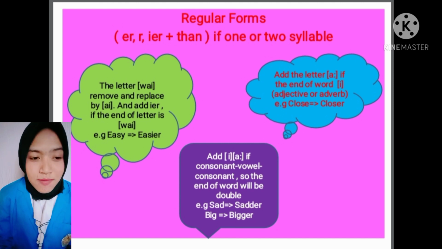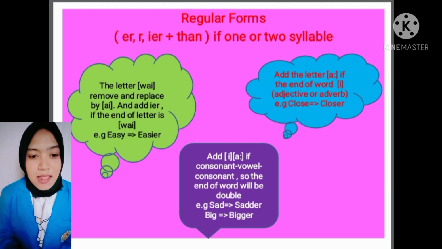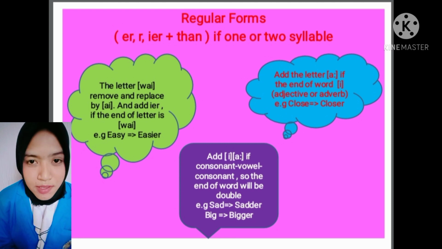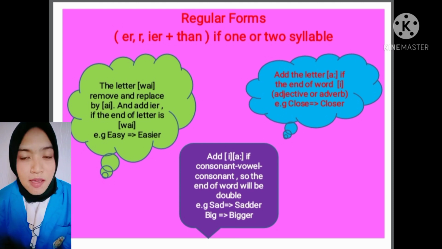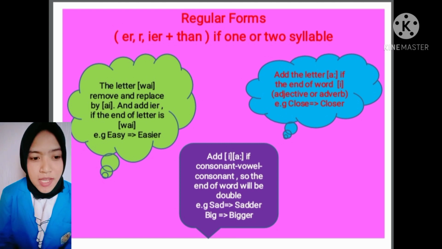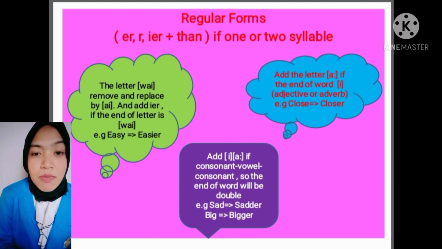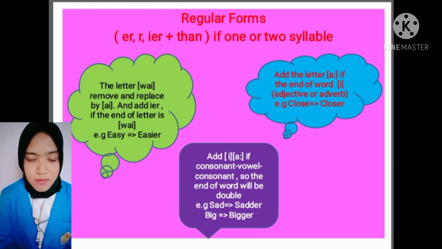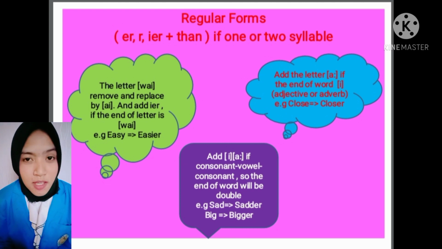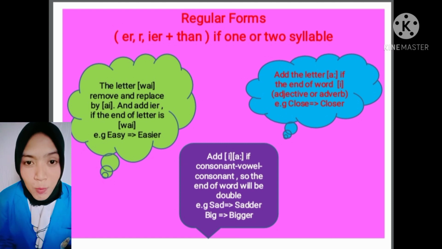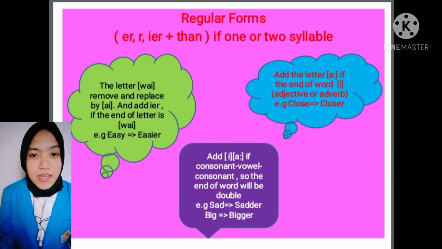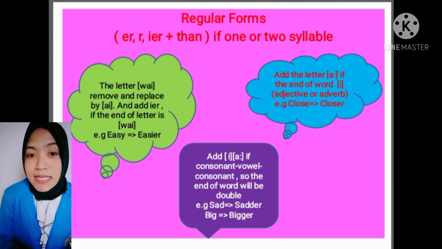And the next rule, if the word ends with the letter E, so it will be add R letter at the end of word, like close will be closer. If the letter consonant and vowel and consonant, so the last letter will be double and add ER, so it will be like sad will be sadder.